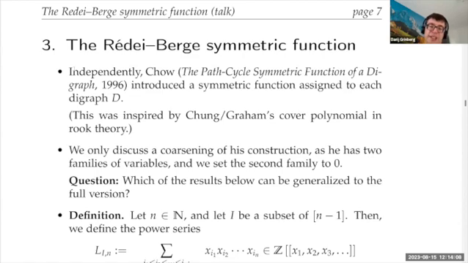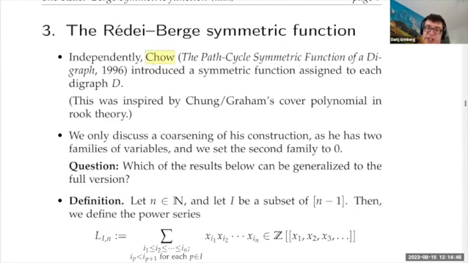Now, here is another strand, which I think was originally completely independent of this research. Basically, Chow in 1996 generalized a certain graph polynomial found by Chang and Graham called the cover polynomial to do some rook theory with it. Of course, rook theory is directed graphs by another name, because a board in rook theory is a set of pairs, and a set of pairs is basically the same as the arc set of a digraph. But in the language of digraphs, this was introduced by Chow, and I think even in the language of rook theory, probably it was new.